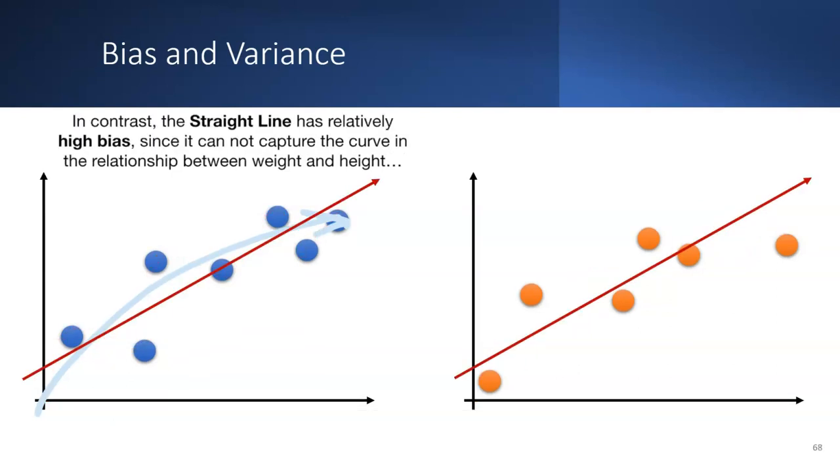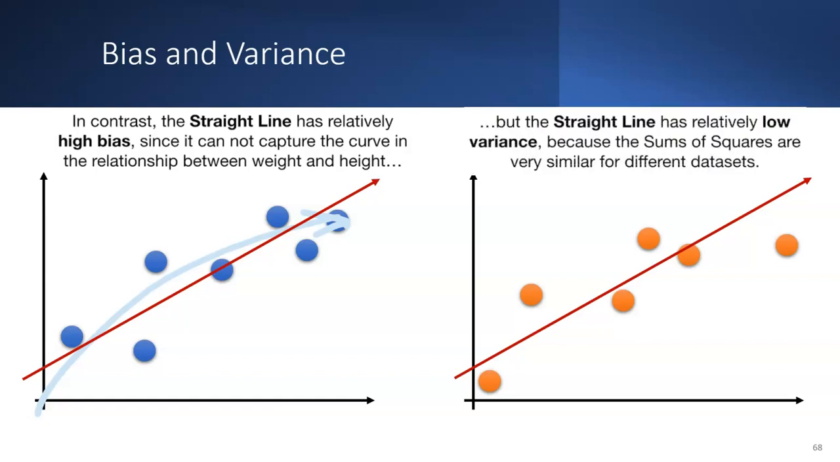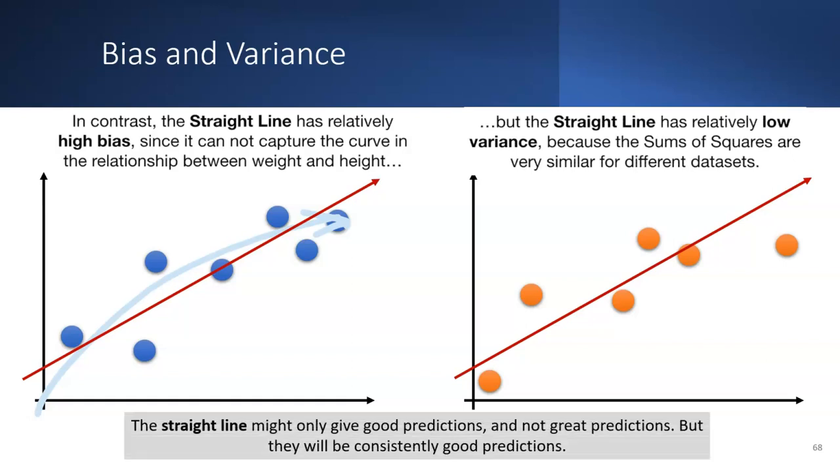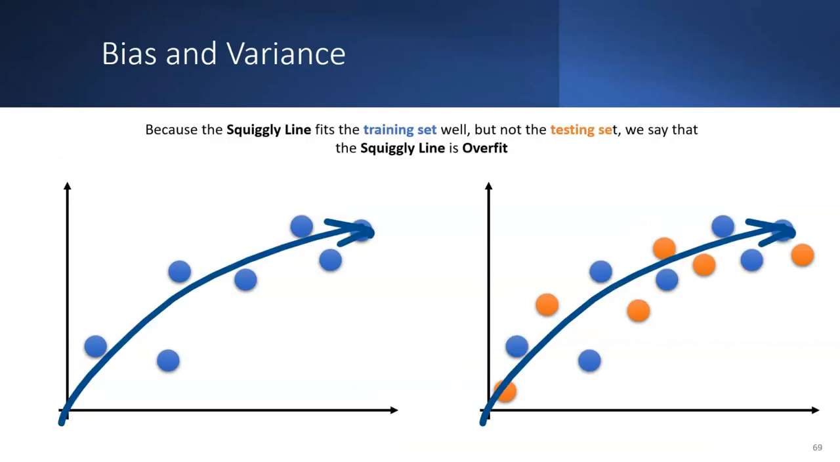In contrast, the straight line has a relatively high bias since it cannot capture all the correlation between the weight and height, but it has a low variance, right? So what is the verdict? The verdict is that the straight line might only give good predictions and not great predictions, but they will be consistently good predictions.